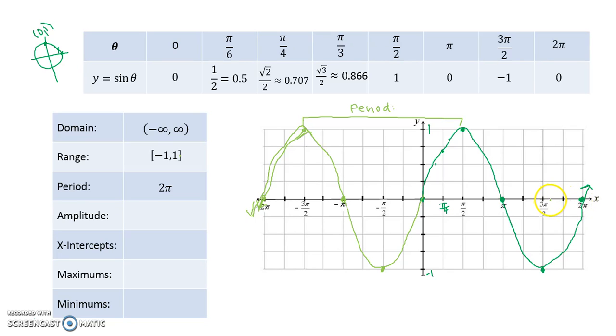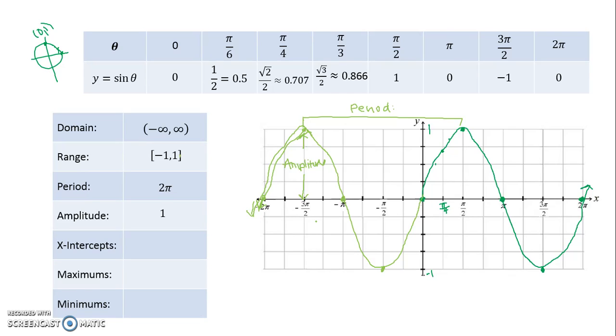Your amplitude is actually kind of like the height of your graph. So from the center of the graph up, so my amplitude is 1. Or you could say from the center of the graph down because it does always go down 1.